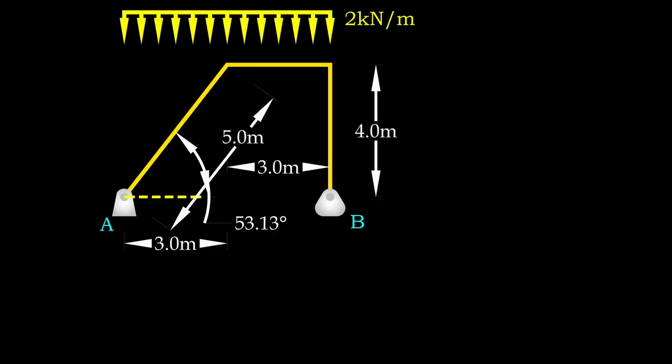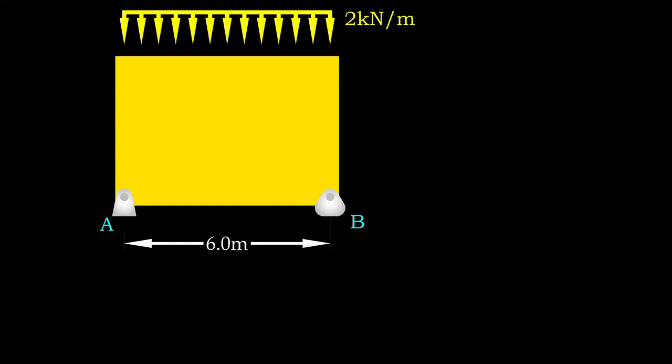The method presented here is a general procedure which is applicable to all types of loading on inclined member. Alternatively, the reactions can be determined easily for this situation. Ignore the frame structure and we can see 2 kN per meter of load is distributed over 6 meter of length. Reactions Ay and By are the same for this symmetrical loading, which turns out to be 6 kN.